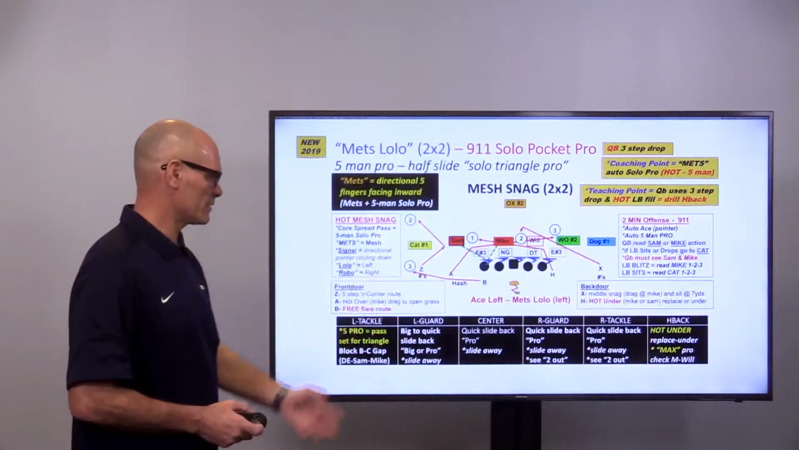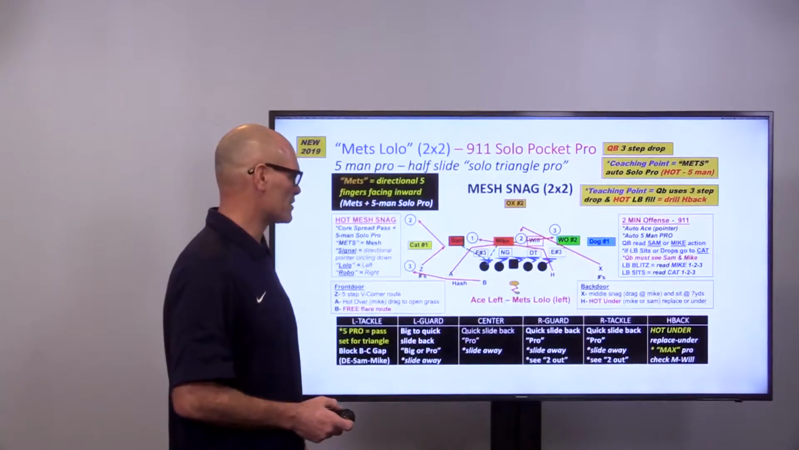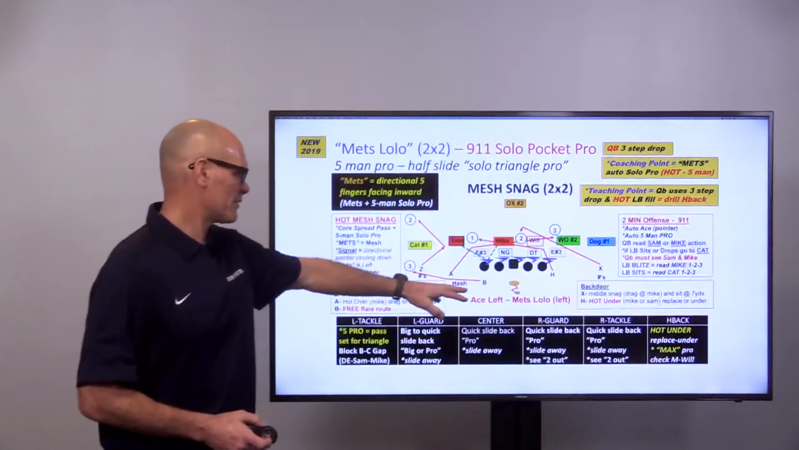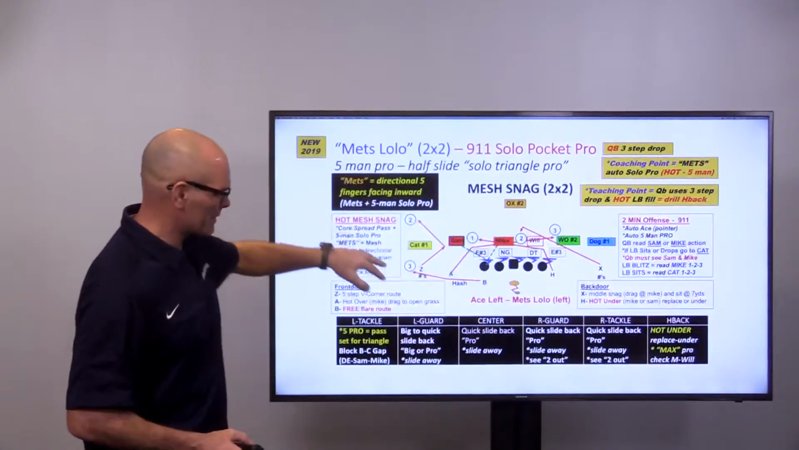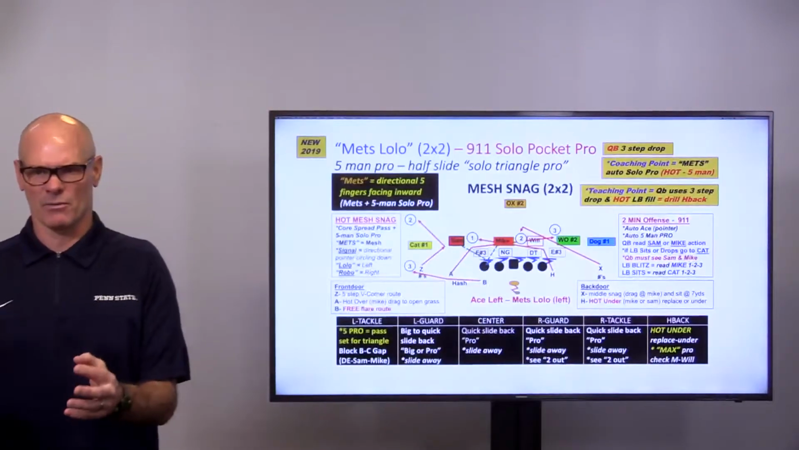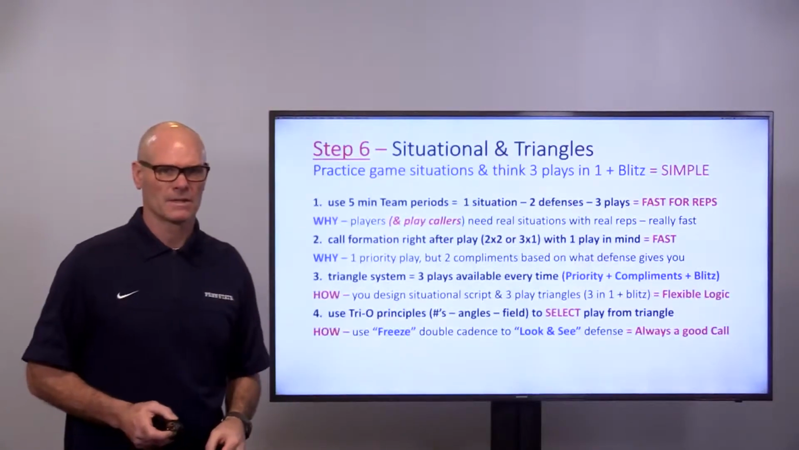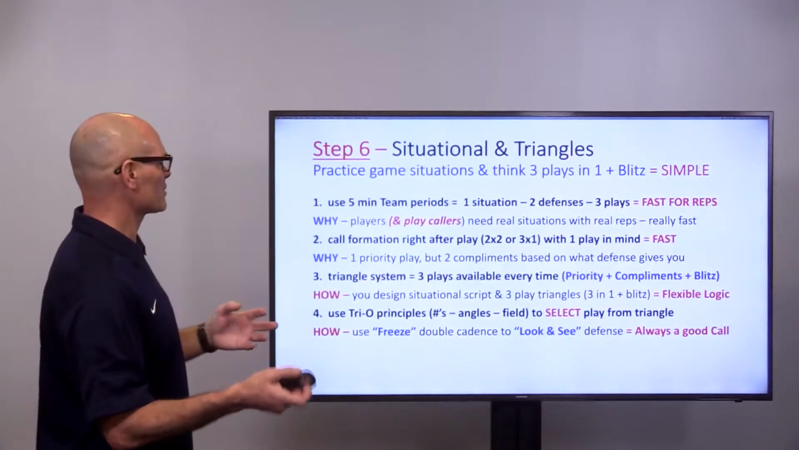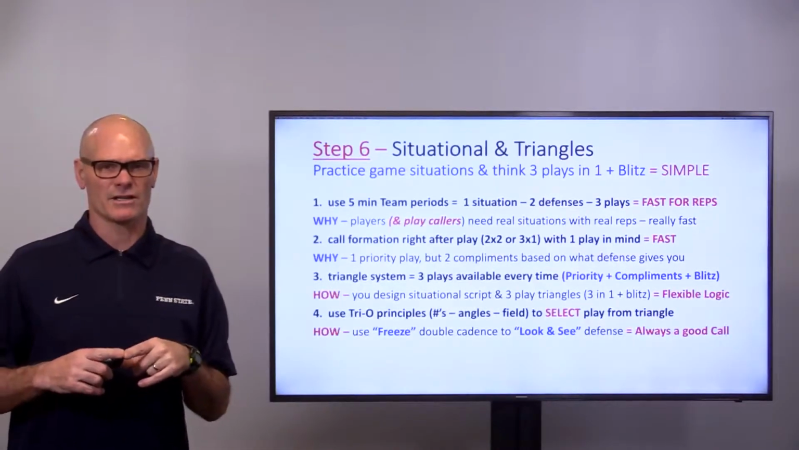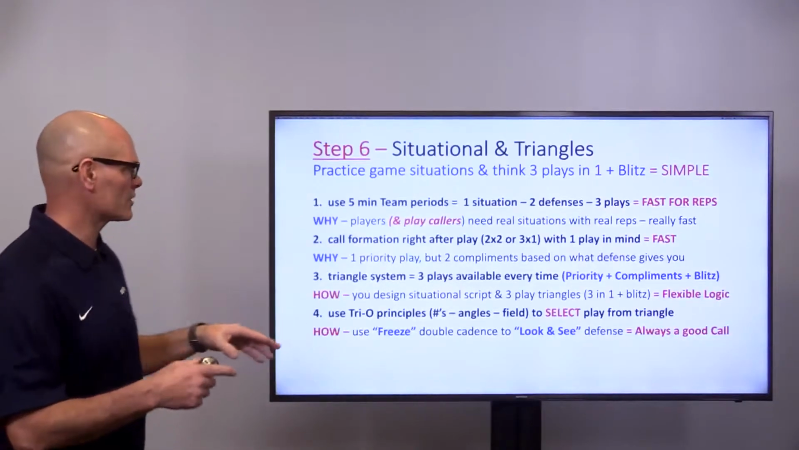And then if you want to, here would be an example of a mesh concept that Ohio State has a ton of success with. I prefer to go hots and let the back free release to beat blitzes versus bring in more protectors. Number 6, the way to make this all work is to go back to those triangles I talked about and to practice in situationals using the triangles.